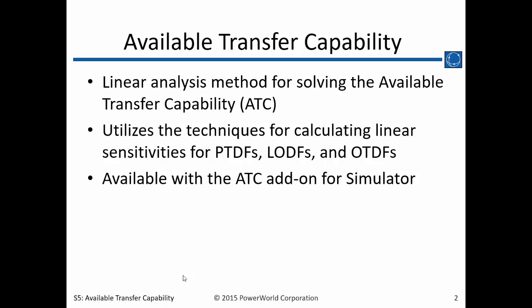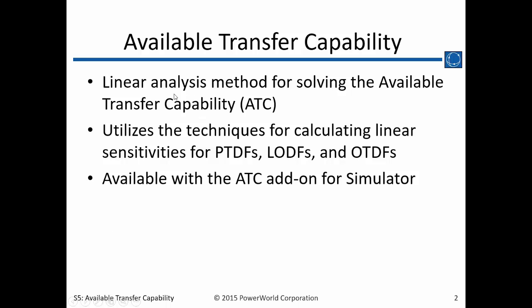And then it also has some iterated methods that help get more exact answers than can be done just with linear sensitivities. But before it applies those methods, it always makes a guess at the actual transfer capacity using the linear methods because they're really fast.